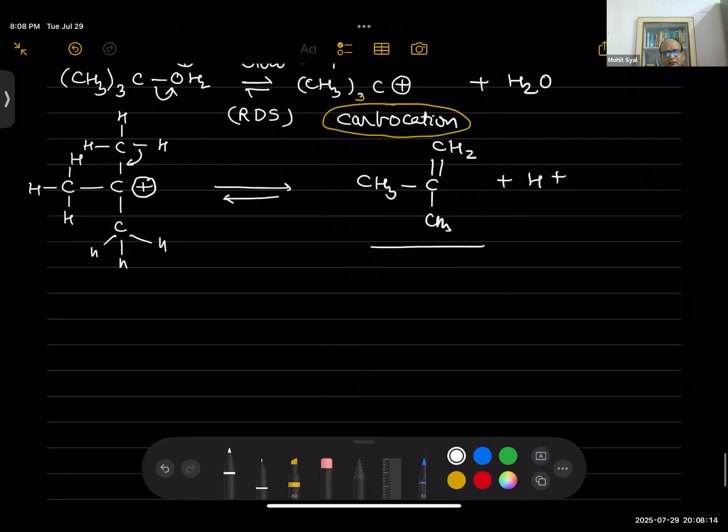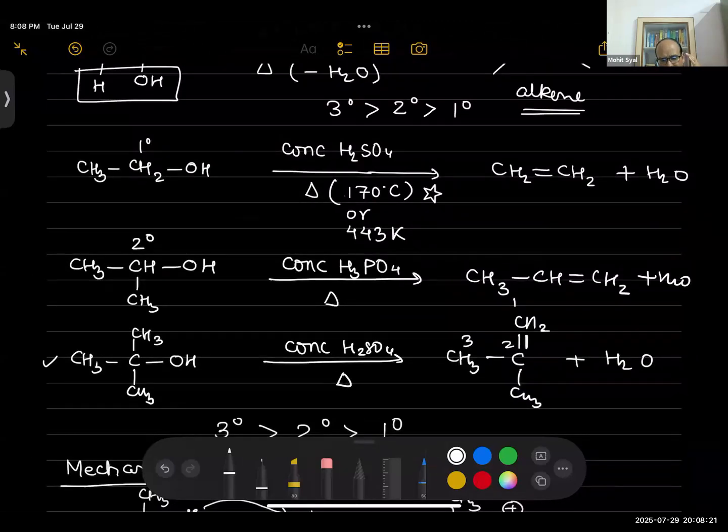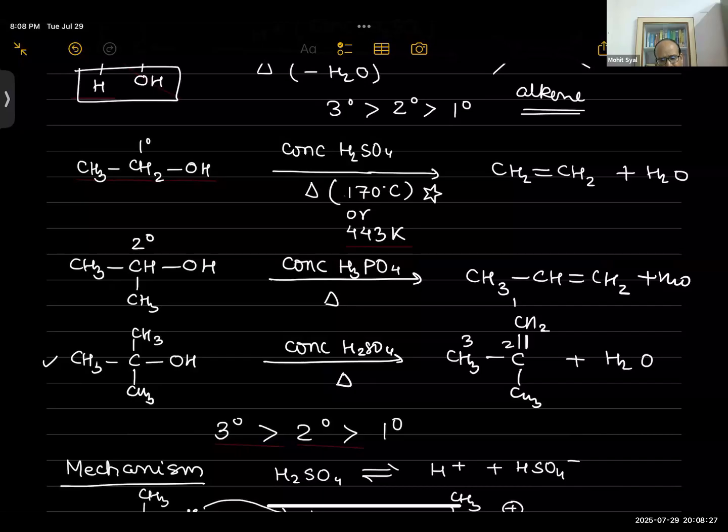And what will be the temperature? Because you are removing water. For ethanol, it is 170. This temperature is very, very important. Remember it. Got it? So that's how it should happen.